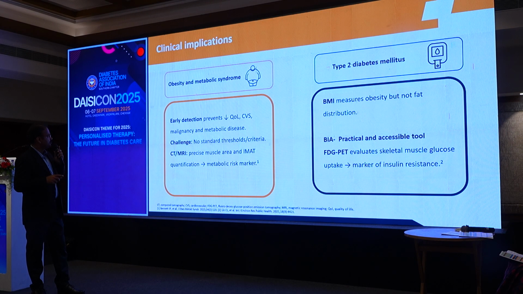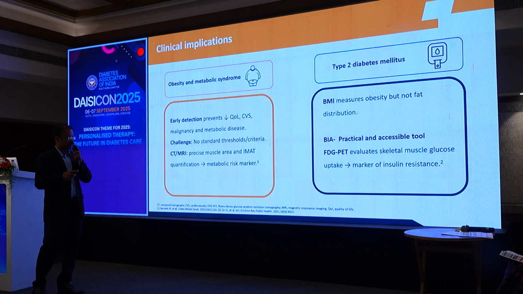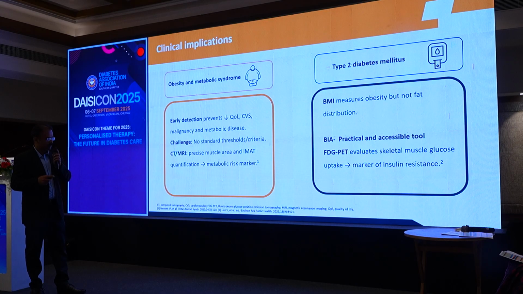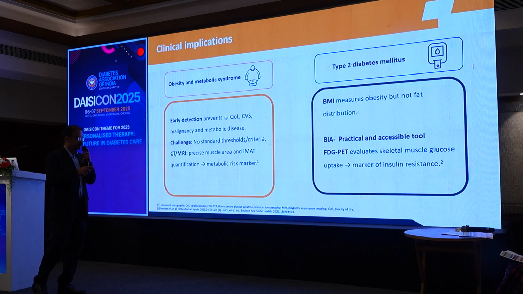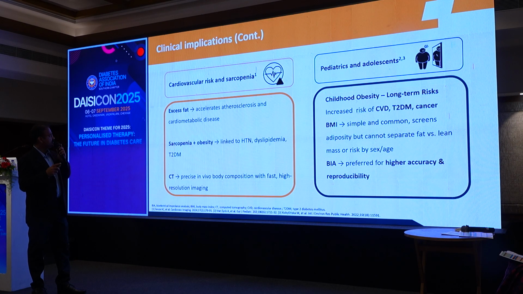What are the clinical implications? It is very much helpful in obesity and metabolic syndrome. In case of obesity, CT and MRI are preferred. In patients with type 2 diabetes, bioimpedance analysis can be used, or PET can be used to evaluate skeletal muscle glucose uptake, which is a marker for insulin resistance. And regarding cardiovascular risk and sarcopenia, CT is more precise.